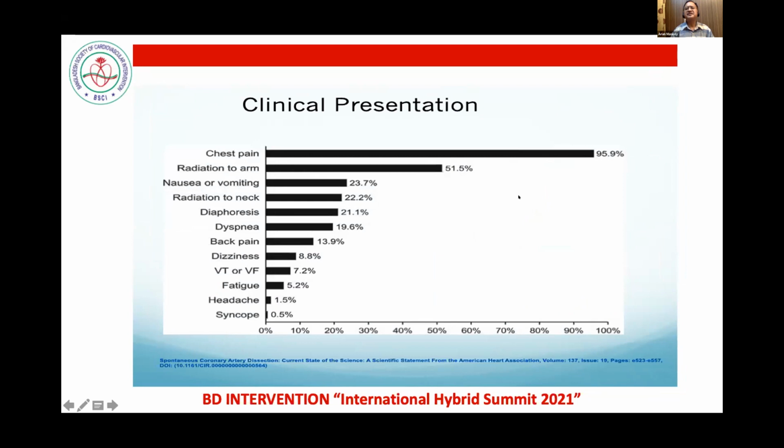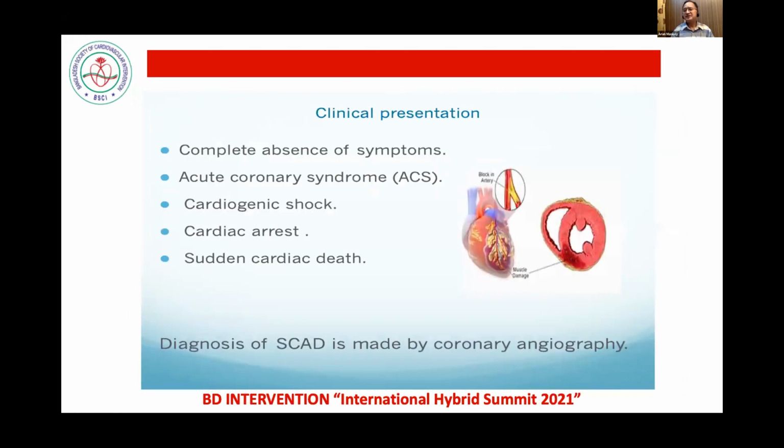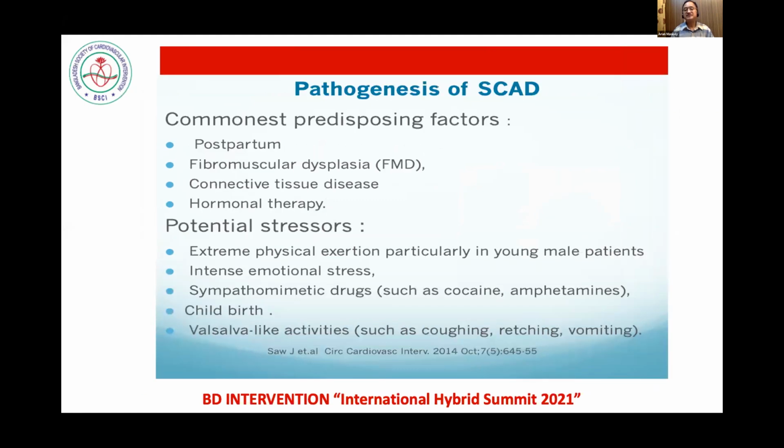And we have seen a lot of cases coming up with patients with SCAD. The clinical presentation may be complete absence of symptoms. It could be acute coronary syndrome, cardiogenic shock, cardiac arrest, or some even present with sudden cardiac arrest. In fact, if you go to the literature, the first lady who was described with spontaneous coronary artery dissection had massive straining, and they found the dissection in that first reported lady. The predisposing factors are postpartum, fibromuscular dysplasia, connective tissue disorders, and hormone therapies. And the stresses are extreme physical exertion, emotional stress, and Valsalva maneuvers like coughing, straining, and vomiting.